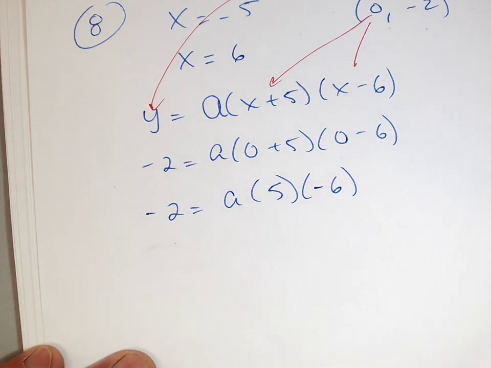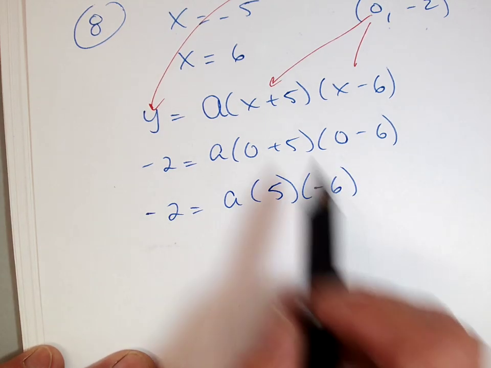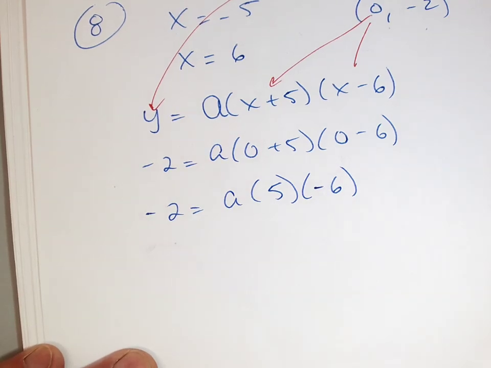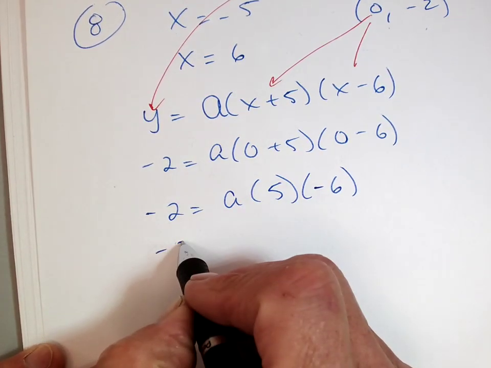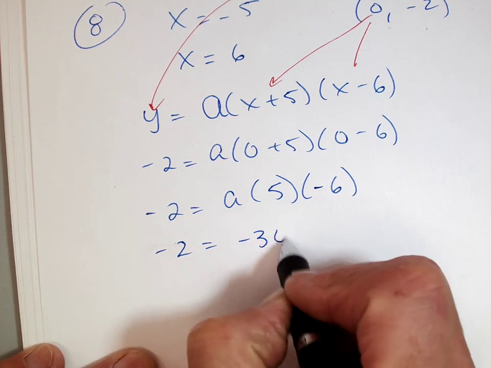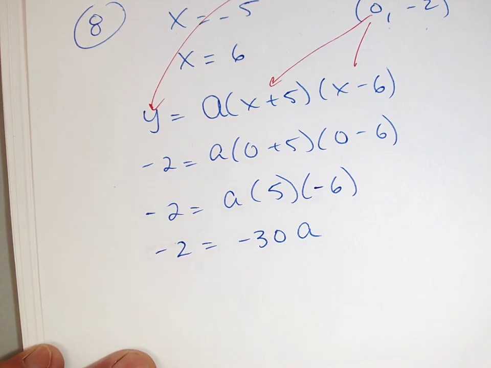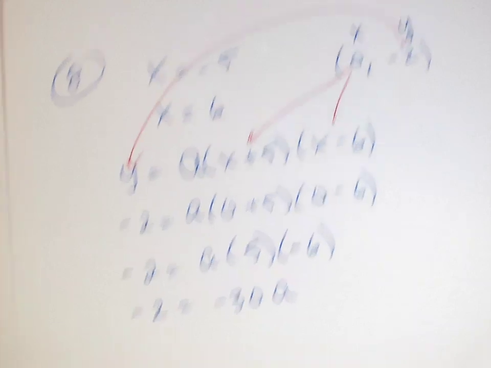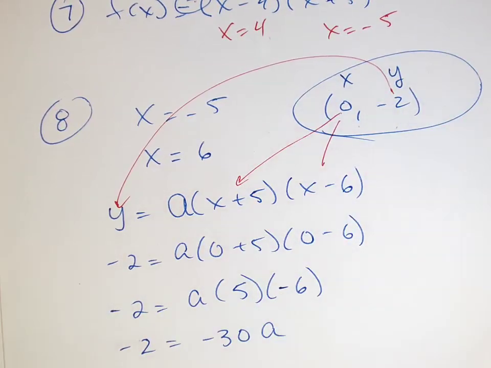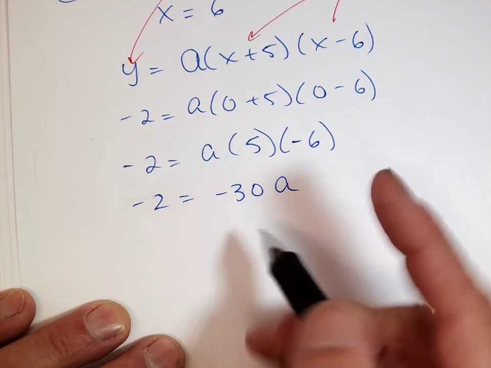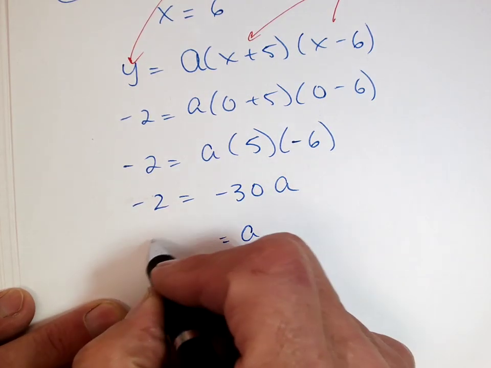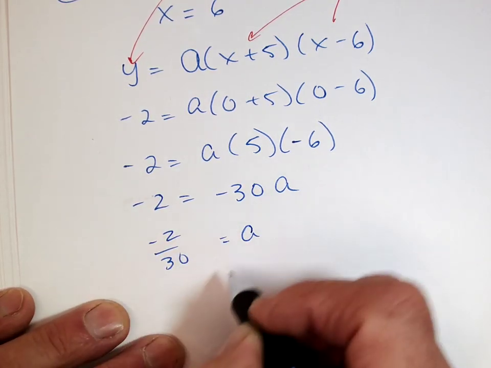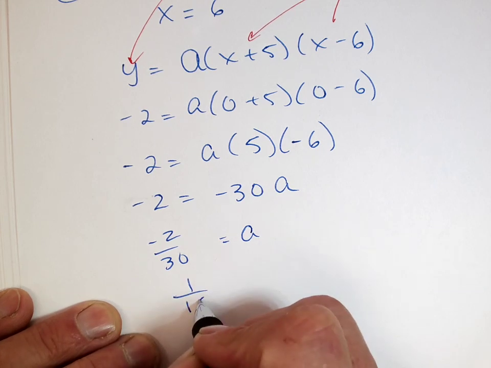Wait, is it not squared? You know what? When I multiply x times x, it will be x squared. Yes. Good question. But here x is 0, so I'll have negative 2 equals negative 30a. It has to pass through the point 0, negative 2. Now, divide. A will equal negative 2 over negative 30, which is the same as 1/15.